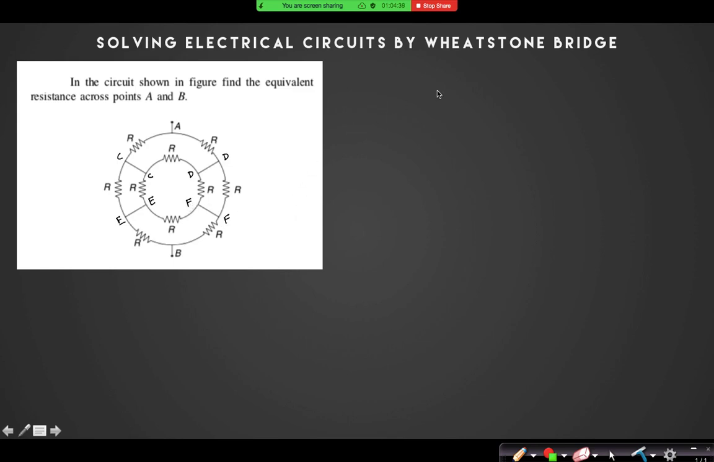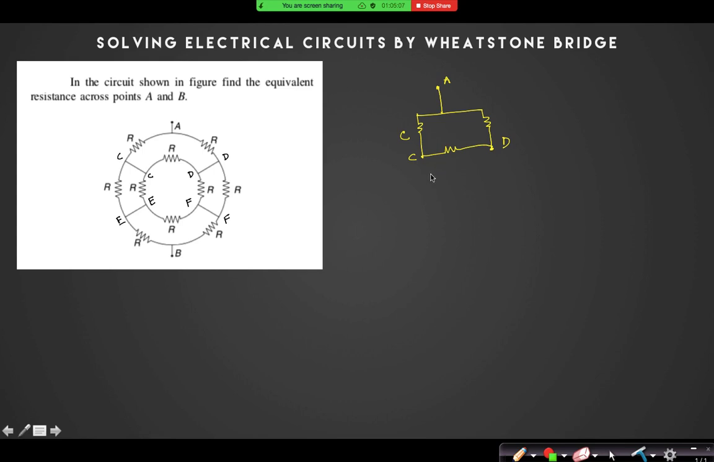Now what we can say is that between A and these two raised from A, this is a resistance that goes to C, and this is one resistance that goes to D. Right? This point is C, this point is D. And between C and D, there is one more resistance, R.